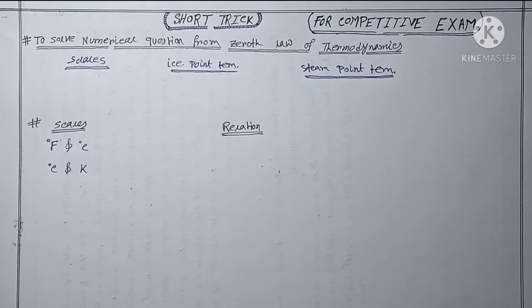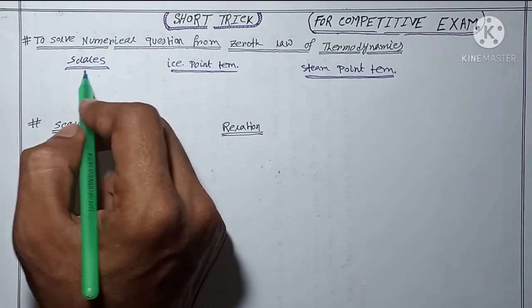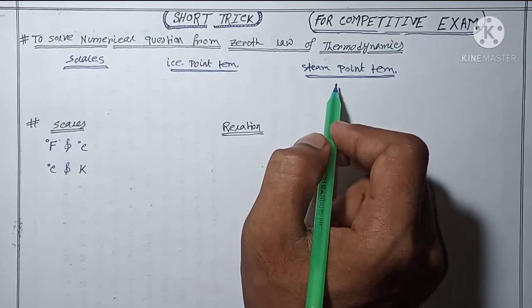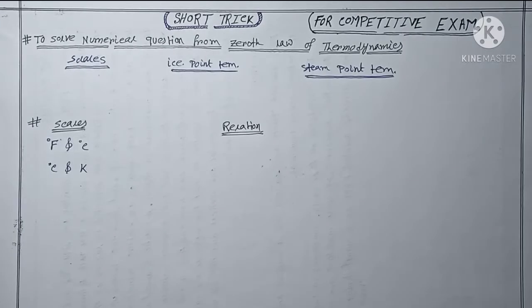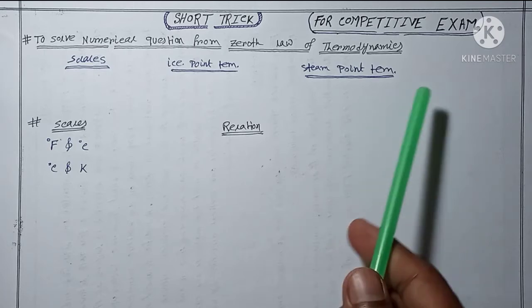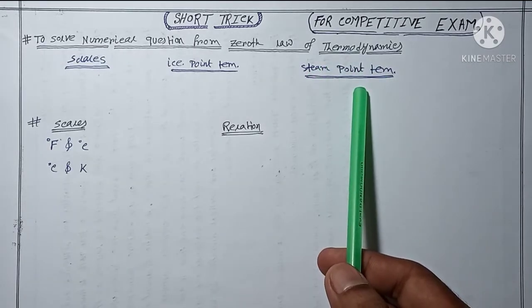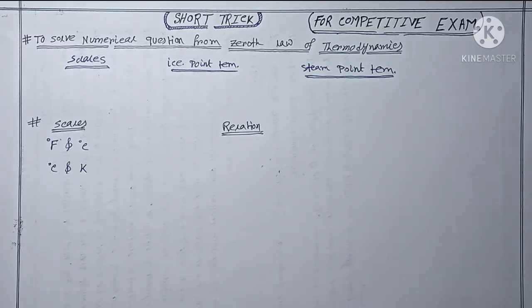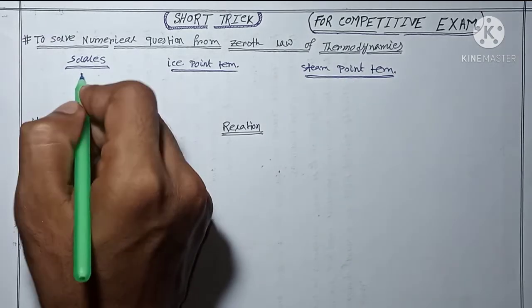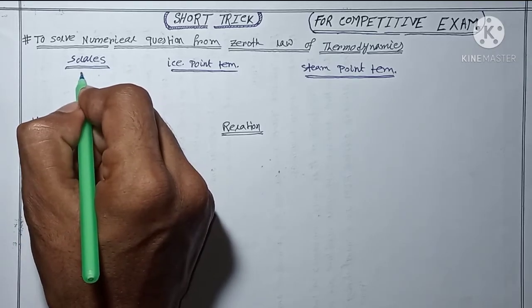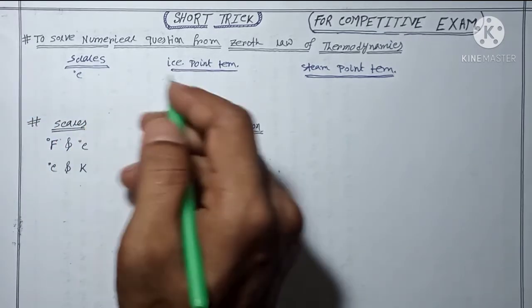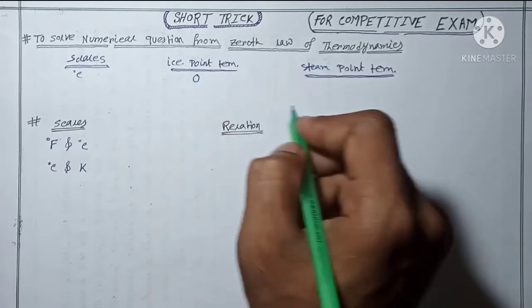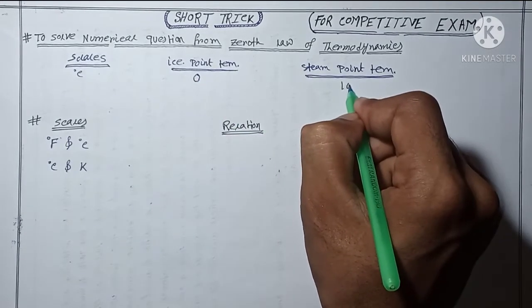For your information only, I write down here the scales, ice point temperature and steam point temperature. The ice point temperature is the temperature at which the liquid converts into solid at a pressure of 1 atmosphere. Similarly, steam point temperature is the temperature at which the liquid condenses at a pressure of 1 atmosphere. If we take the degree Celsius scale, the ice point temperature is 0 degree and the steam point temperature is 100 degree.